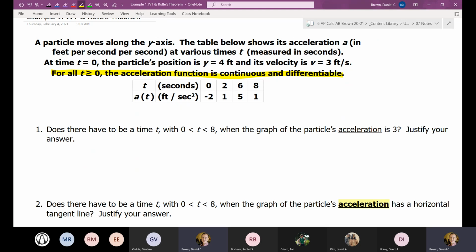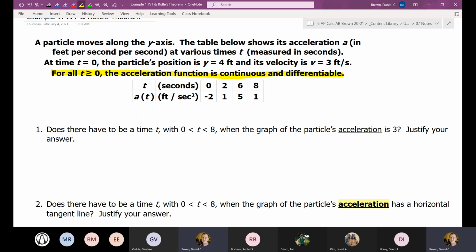How these questions work is, again, we're using these theorems to justify why we know something is true. I have this table here. This is a table of the acceleration function, and I only know the acceleration function at the times 0, 2, 6, and 8. It does tell me that the acceleration function is continuous and differentiable. That's a big clue that we're probably going to have to use a theorem to justify our answer.